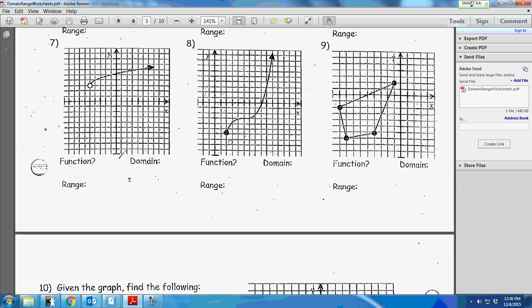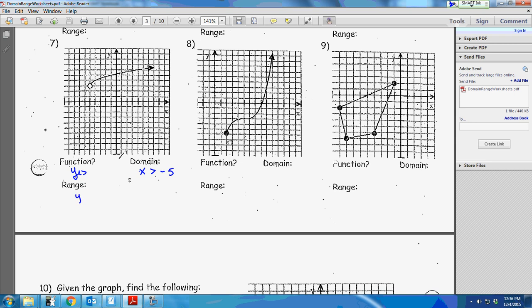All right, 7, 8, and 9. Is 7 a function? Yes. What's the domain? All real numbers greater than -5. Just greater than, right? Not greater than or equal to. And then what about the range? All greater than, both by 3. So far, so good.